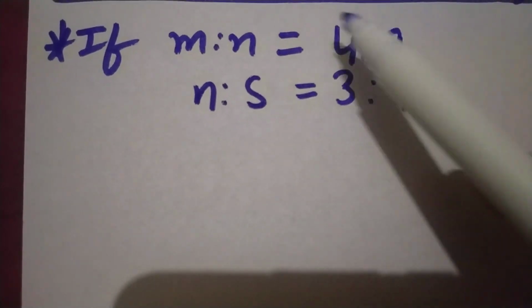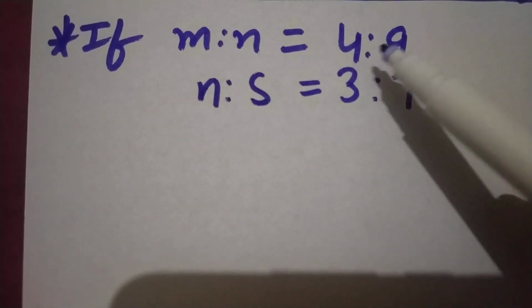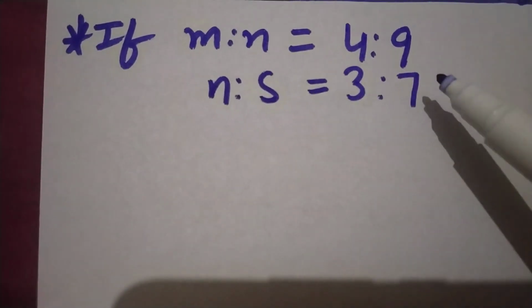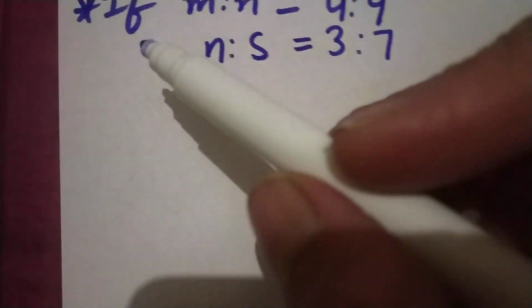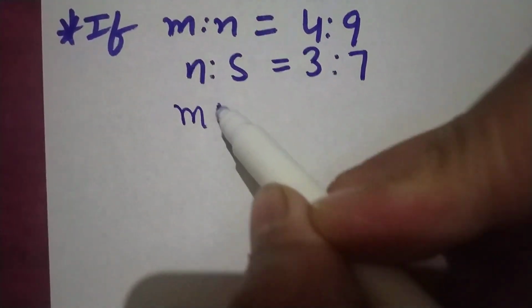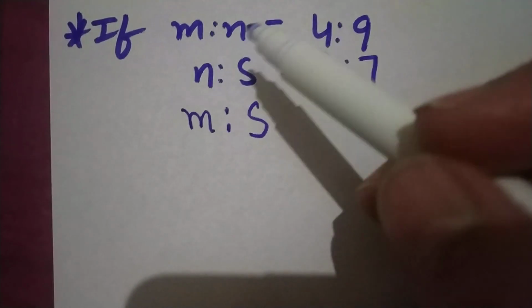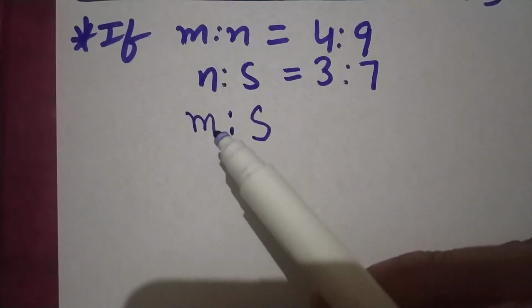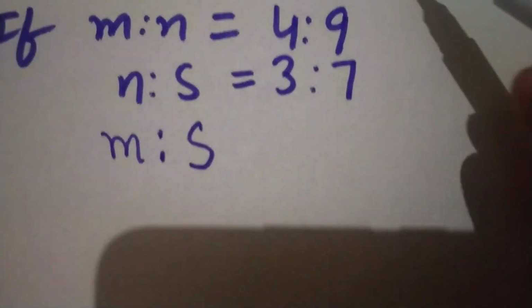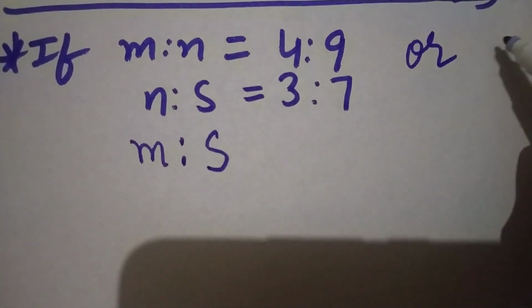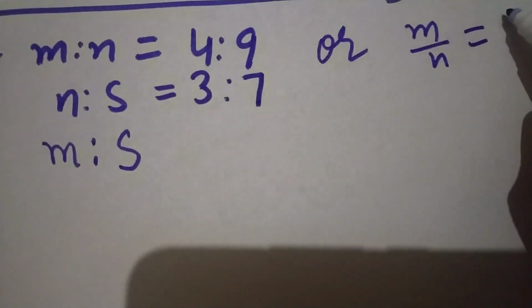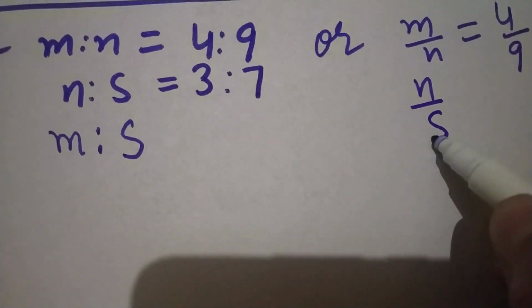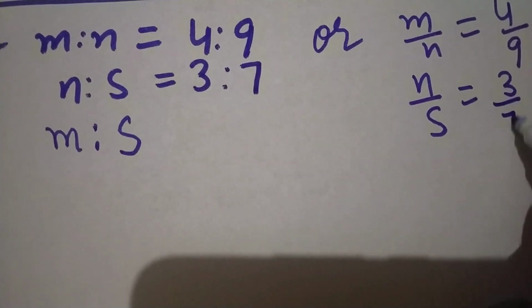Now in another problem it is given that M ratio N is equal to 4 ratio 9 and N ratio S is equal to 3 ratio 7. Here we have to find M ratio S. We can see that N is missing now. We can write M upon N is equal to 4 upon 9, and N ratio S we can write as N upon S is equal to 3 upon 7.